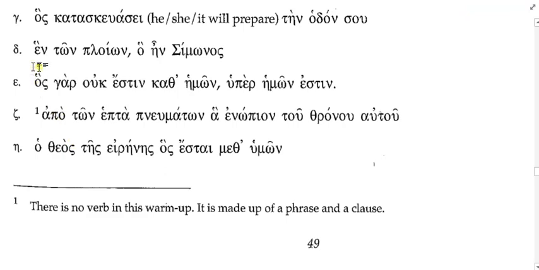Ready? Hen, ton, ploion, ha, ēn, Simōnos. Okay, so what does hen mean? Is that the preposition in? It's not. The preposition in is pronounced how? N with what kind of breathing mark? Smooth. And what kind of accent does it have? It ain't got one. That's right. This one has the rough breathing and an accent. This is the number one.